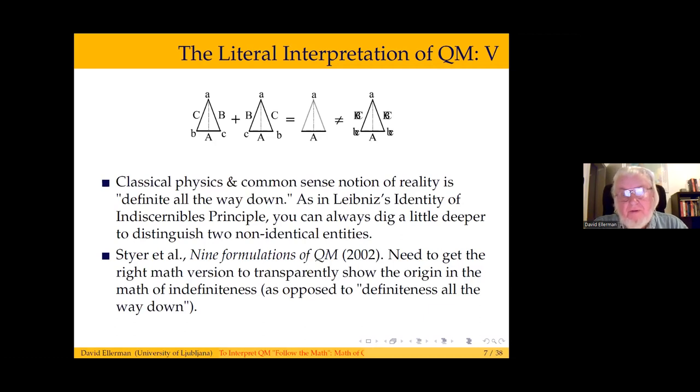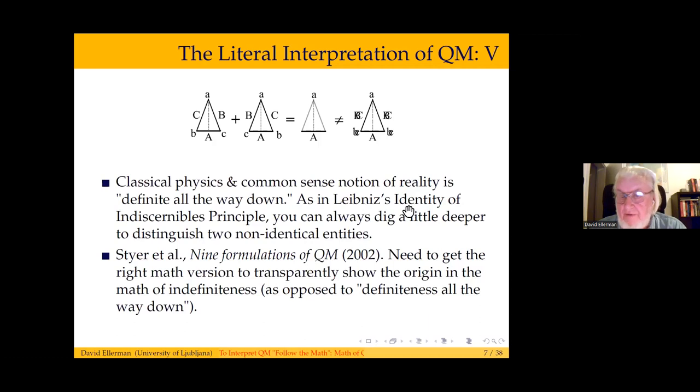One way to get a hold of this is to realize that our classical physics and our common sense, the evolutionarily given theater of our minds, thinks in terms of three-dimensional space and time. This could be called the view of definite all the way down, a play upon the old joke about turtles all the way down. So the classical common sense view is that reality is definite all the way down.